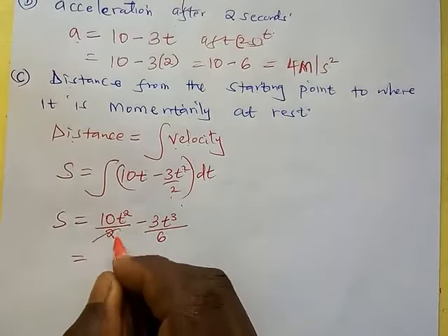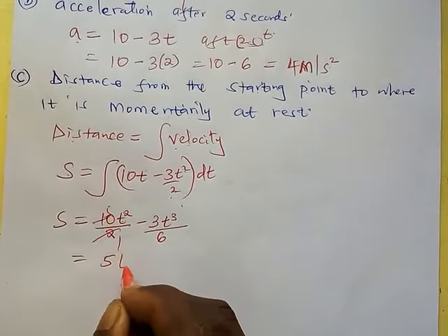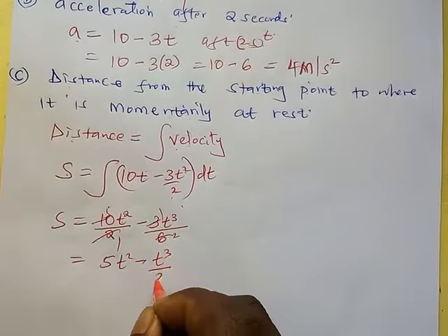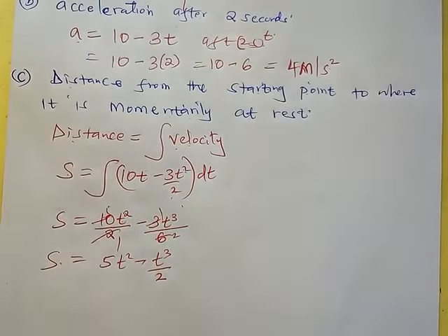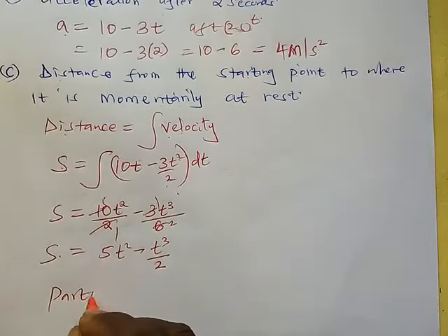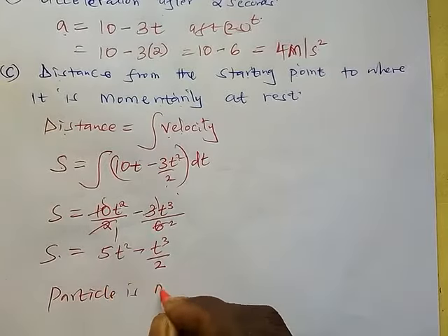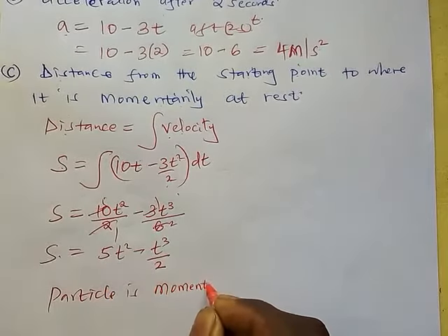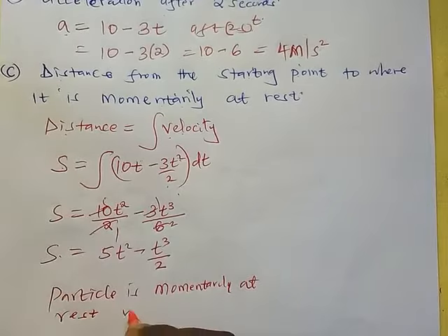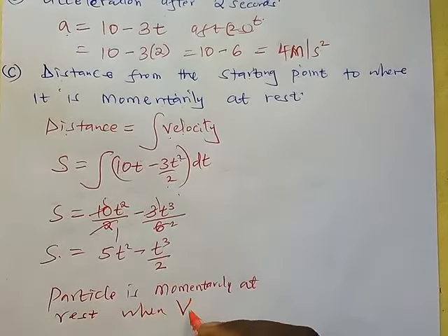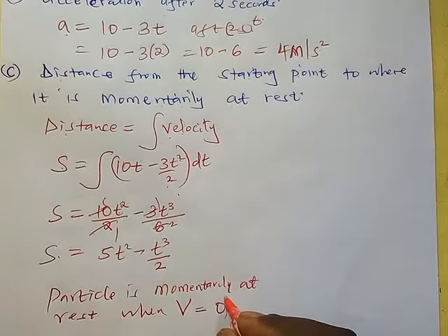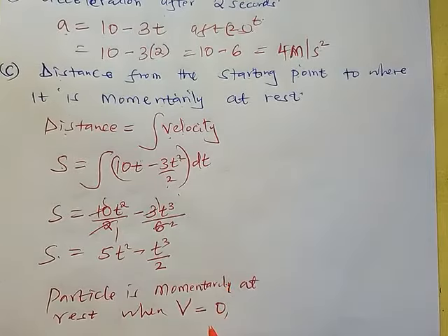So this one is, this we want here. So we will have 5t square minus this one's here twice, t cubed divided by 2, and this is distance. But we know that the particle is momentarily at rest when velocity equal to 0. If it is at rest, velocity is equal to 0. And what else is at 0?